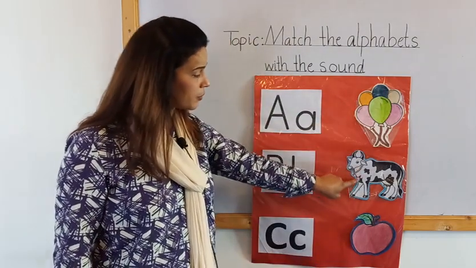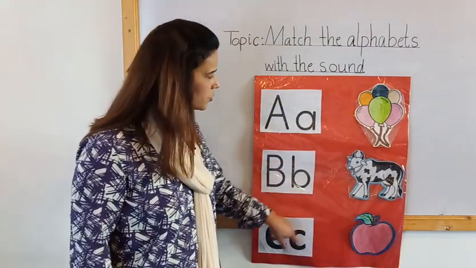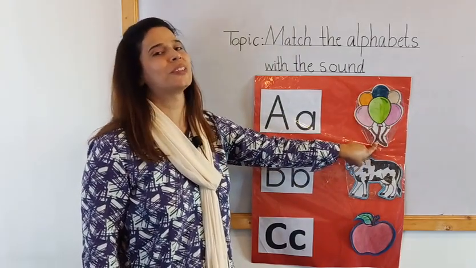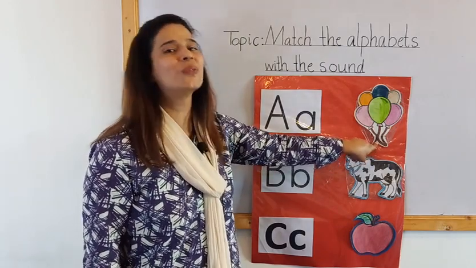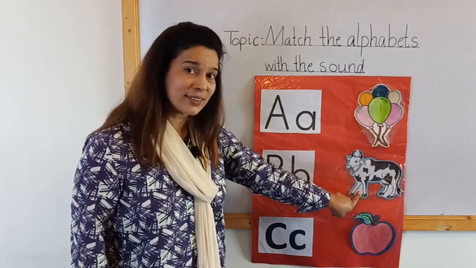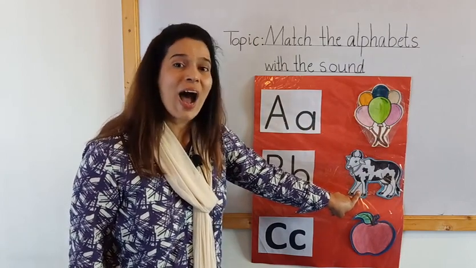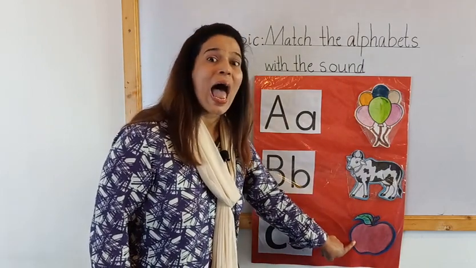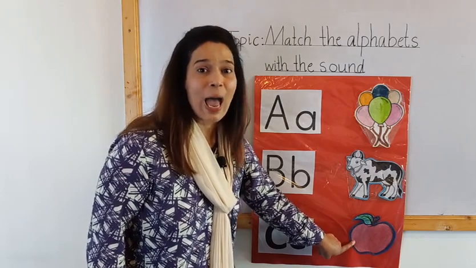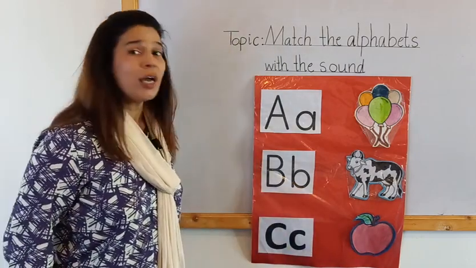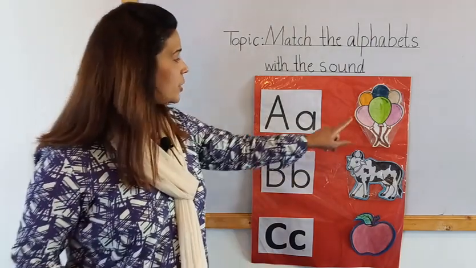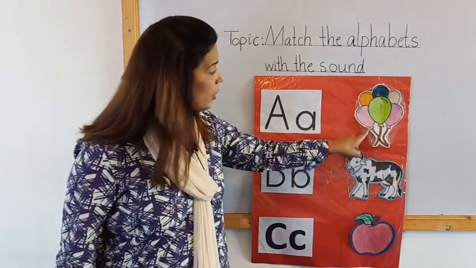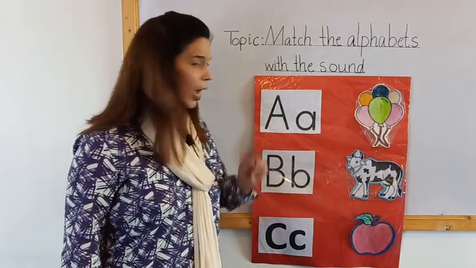Now these are the pictures which are related to the sounds. Okay, now which picture is this? These are balloons. Balloons. Very good. And what is this? Which picture is this? Cow. And what is this? Apple. Okay. Now what we will do, we will match the letters with the pictures. Okay. Have you understood?